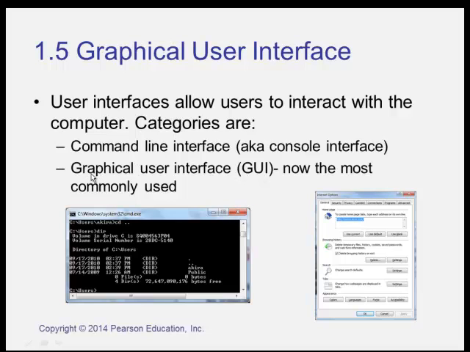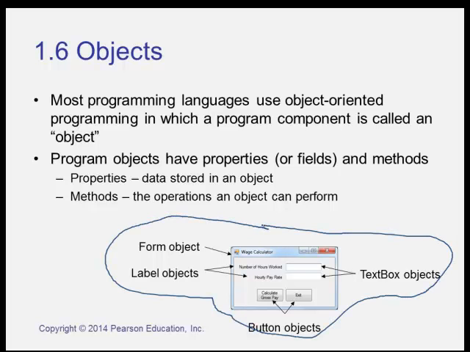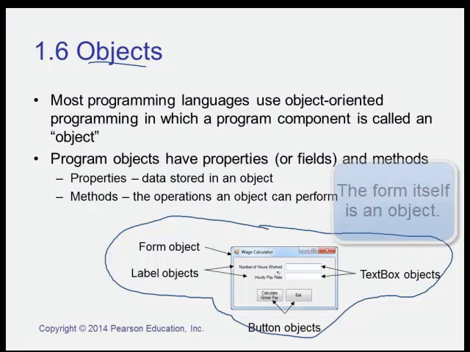A Windows Form application is a graphical user interface, and we'll call that a GUI. So here's a picture of a GUI that you could develop in C#. A GUI is comprised of objects. Most programming languages now are object-oriented, and a GUI normally is object-oriented. So what are the objects that you have in this Windows Form application? We have the form itself.